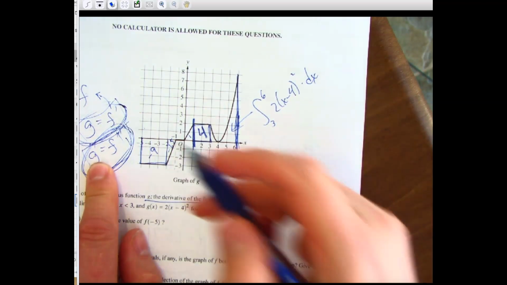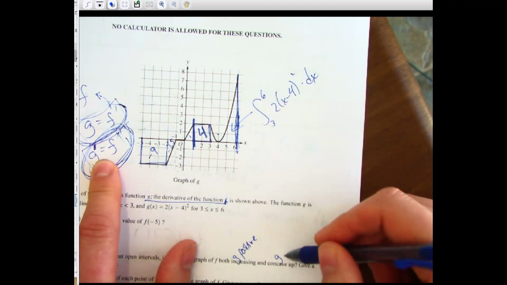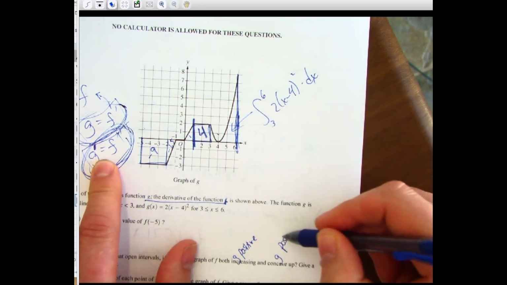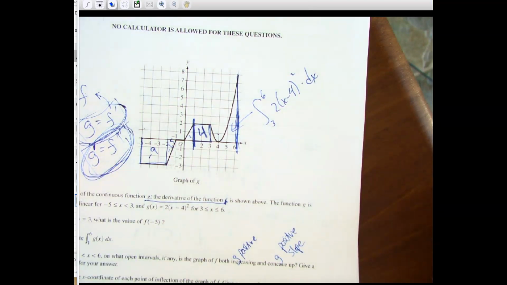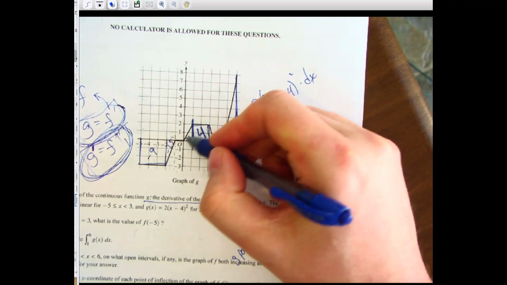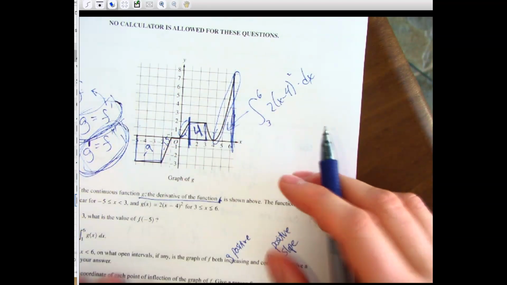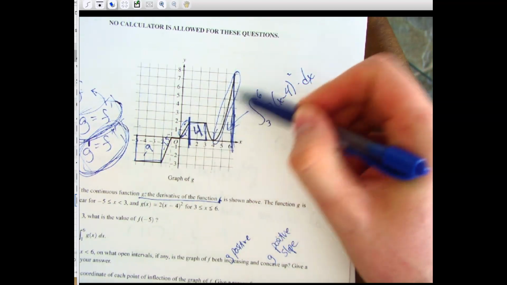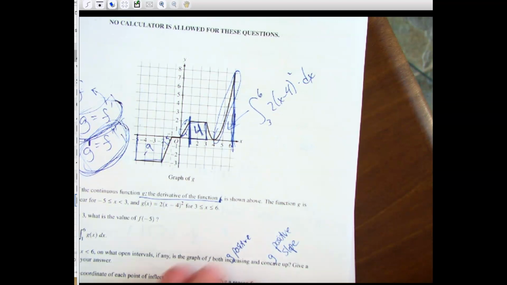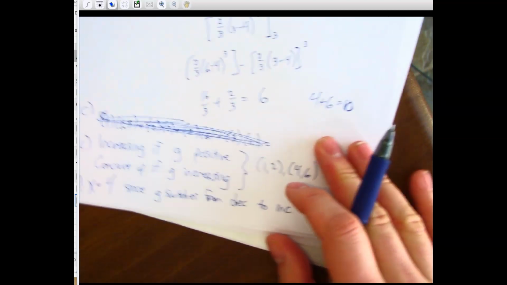Well, g prime is the slope of this. So g has to be positive and have a positive slope. And the only two places those happen are there and there. So 0 to 1 and 4 to 6. We are both above the x-axis and increasing. So here's me writing that out, what I just said.